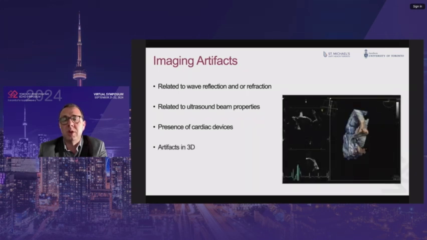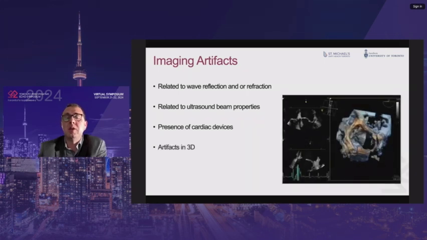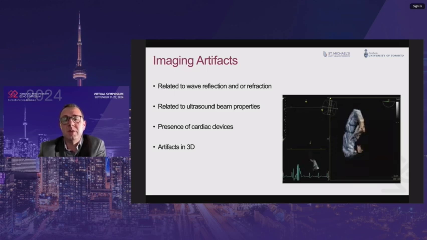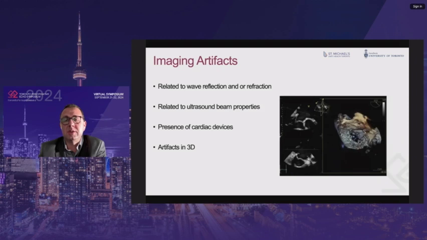And of course, we have artifacts in 3D. The most common and the easiest one to identify is the stitching artifacts when you're using a multi-beat acquisition. But we also have other artifacts that sometimes we don't pay too much attention to. When you see the suture line, for example, of this mitral ring, it looks much thicker than it really is.